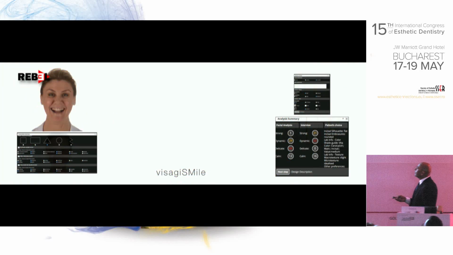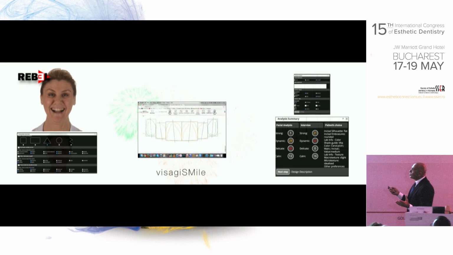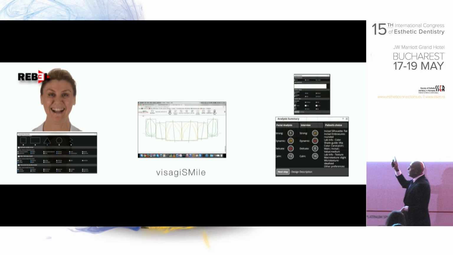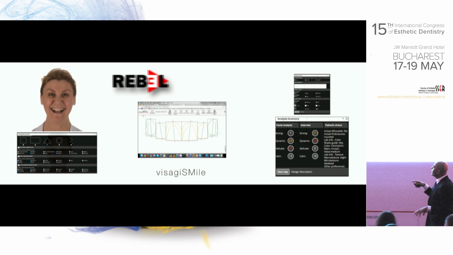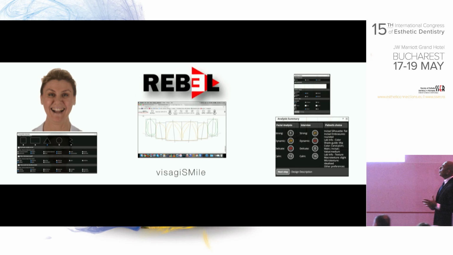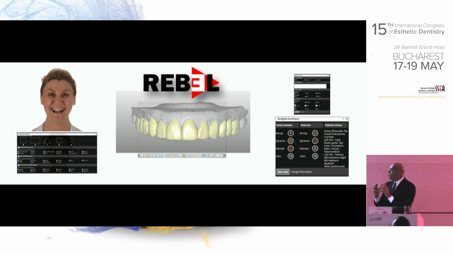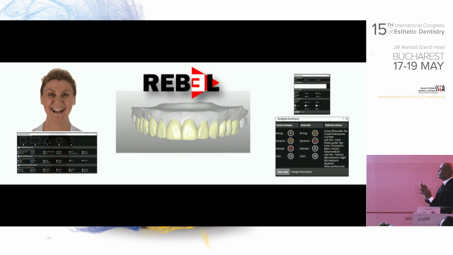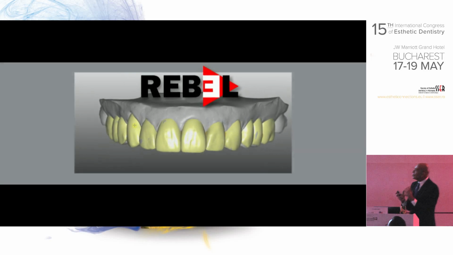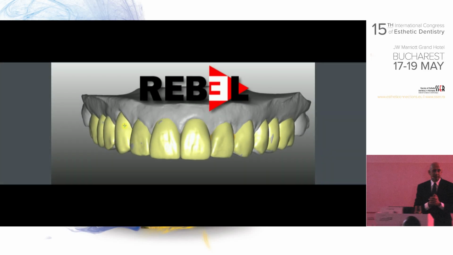Once we do this, send it to the Rebel, and I'll tell you the steps, don't worry about missing anything. It first makes this Visage-Smile 2D design, and immediately Rebel starts converting it into a 3D design, and on top of that, by morphing these teeth into the ideal shape that they should have been.